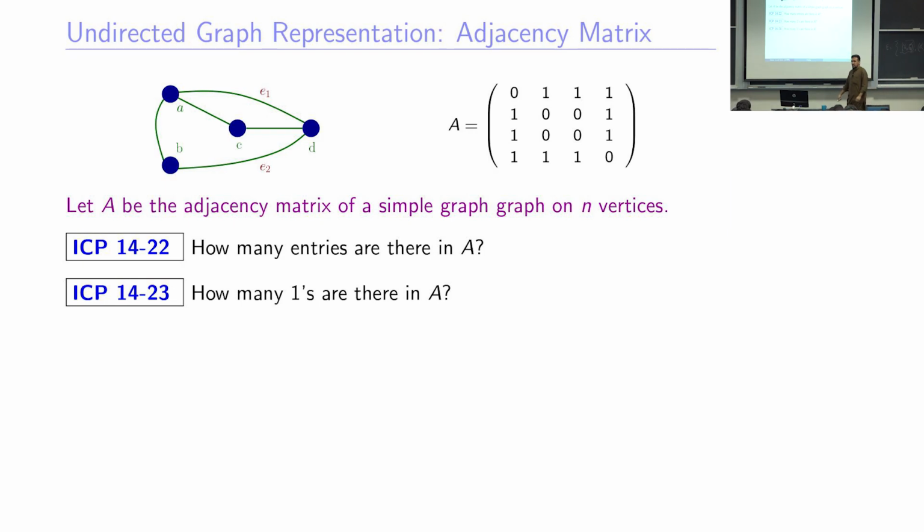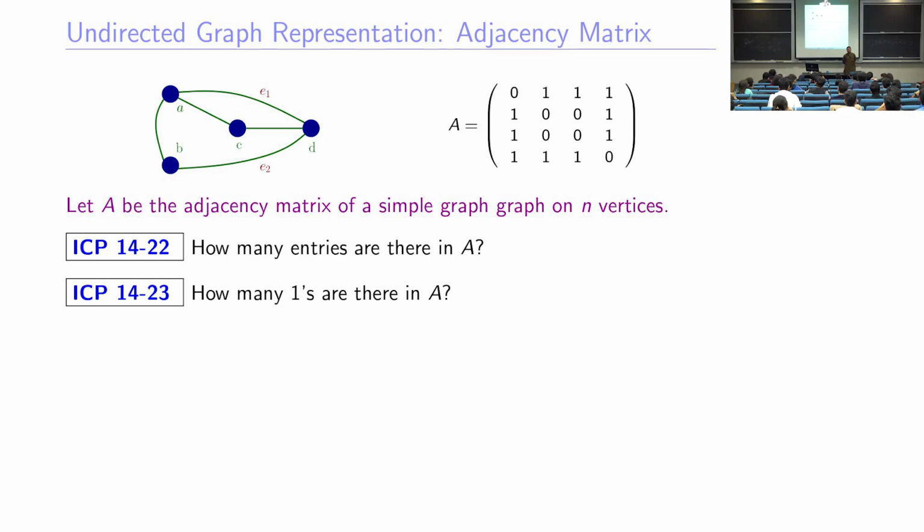Okay, how many zeros will be there? N cross n minus... How many edges will be there? No, I'm not explaining, it's a question. You are going to answer it. The graph has 10 edges. How many ones will be there in the matrix? Why?